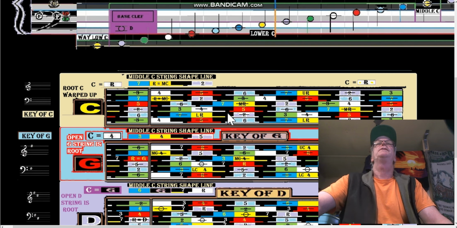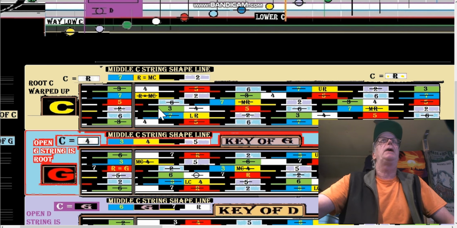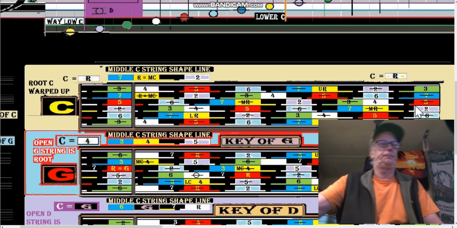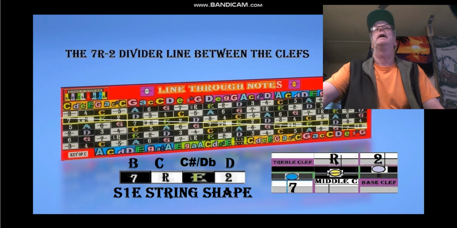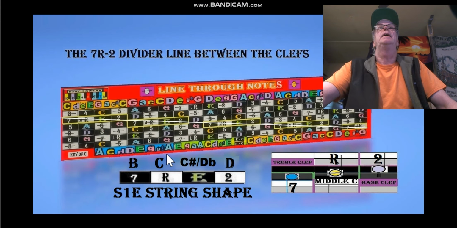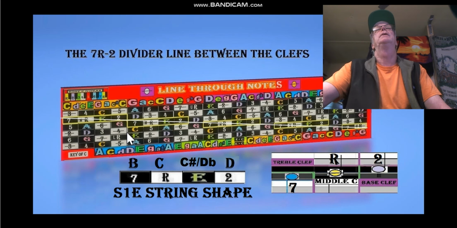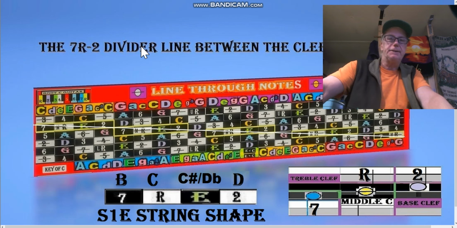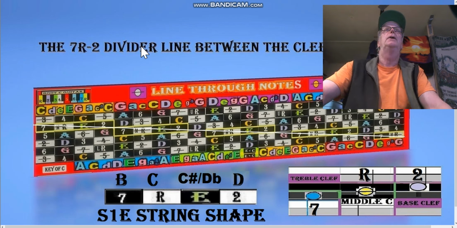So this is what this chart is about. It's not about the 7 keys. It's about where is the line. Okay, here we go. In the key of C. Okay, so here we have root C keyboard, key of C right here. This is the line, you know, for the line. Everything above the line here is the upper clef. Everything below the line here is the lower clef.